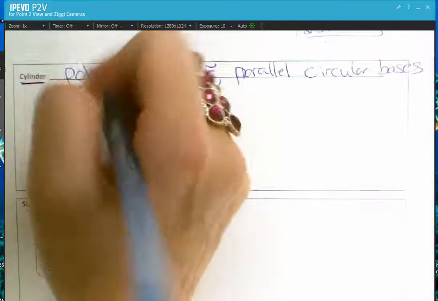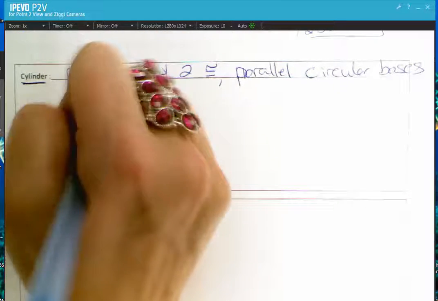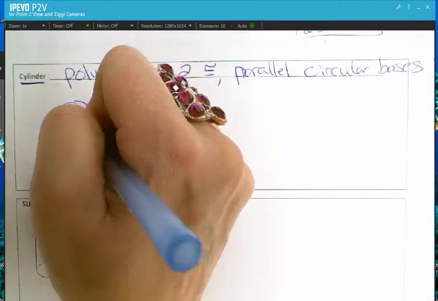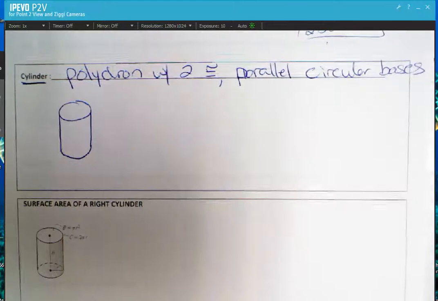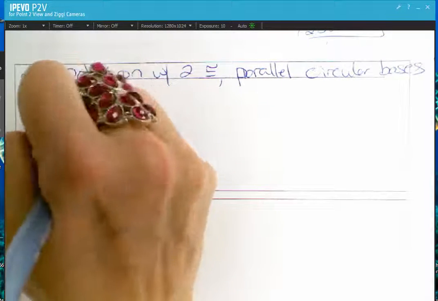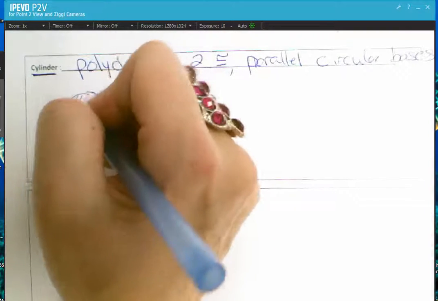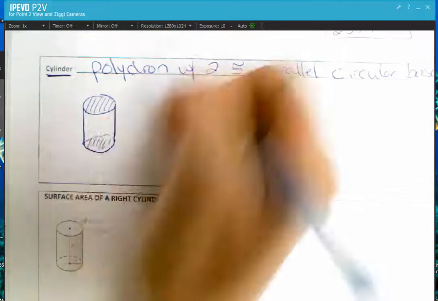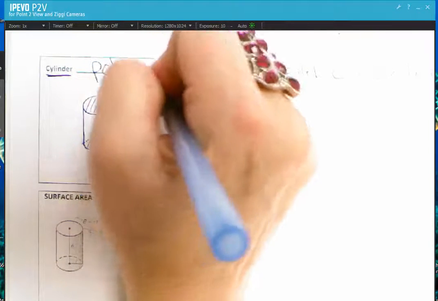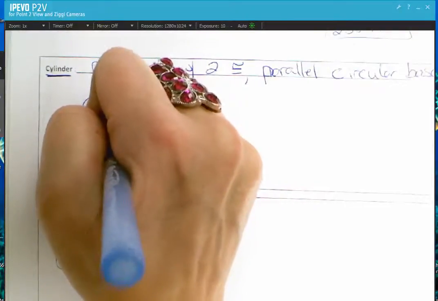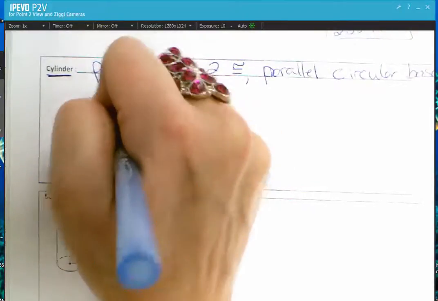So I can draw a circle, and then I can draw some straight lines to represent the height between the next circle, draw a little arc underneath it, and then I can put my dashes in to represent the back. I have two parallel congruent bases. The height is always defined as the perpendicular distance between the bases. So that's my height.